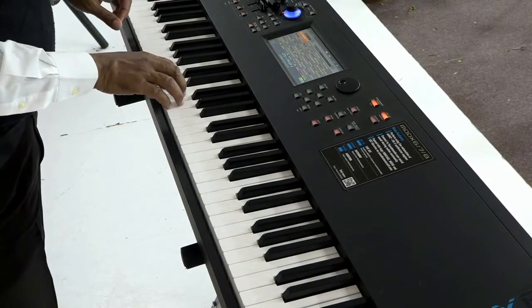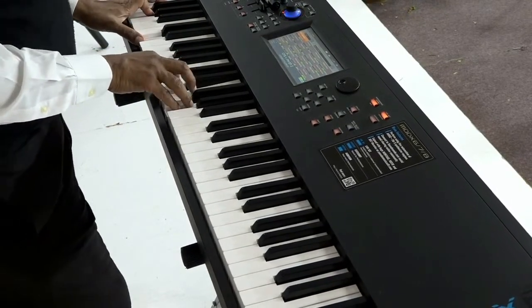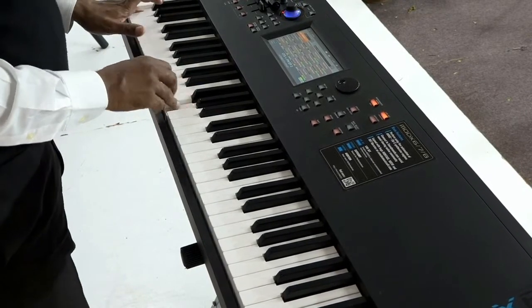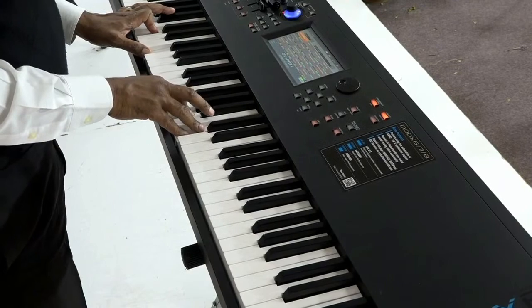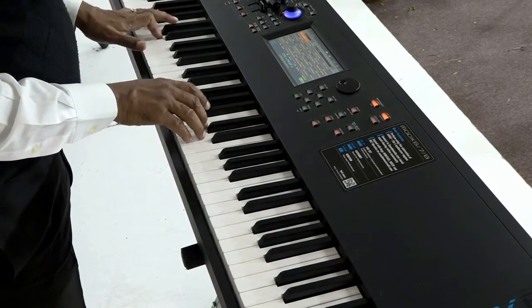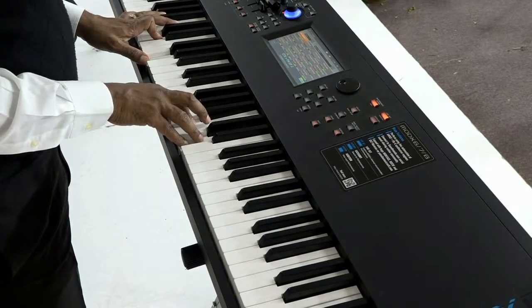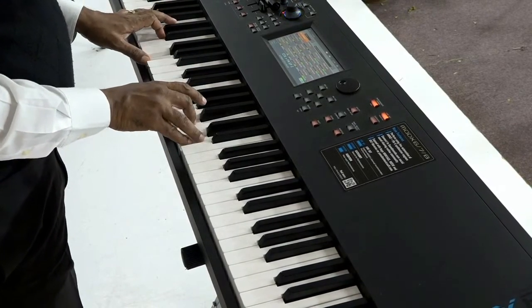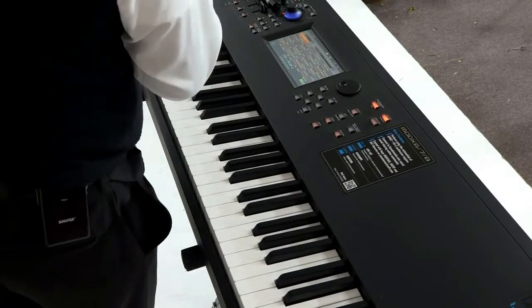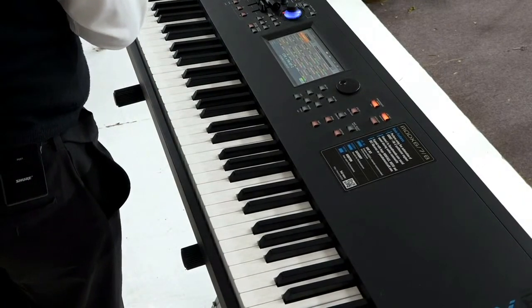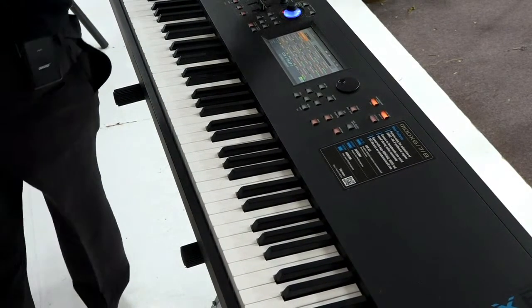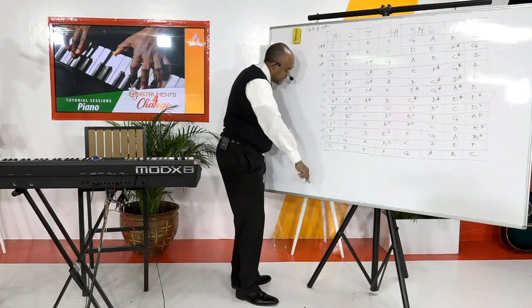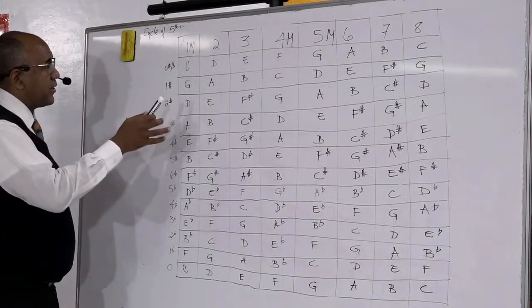On the 1st degree of the scale, we have a major chord. On the 4th degree of the scale, we have a major chord. And on the 5th degree of the scale, we have a major chord. In the key of C, C, F, and G. All right. So, if it's true for C, it is going to be true for every single scale.